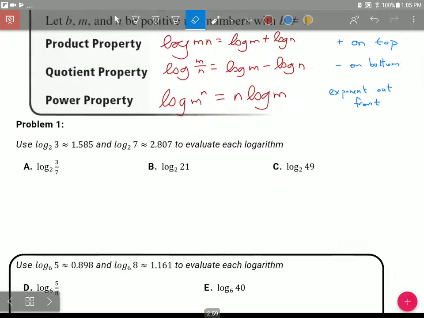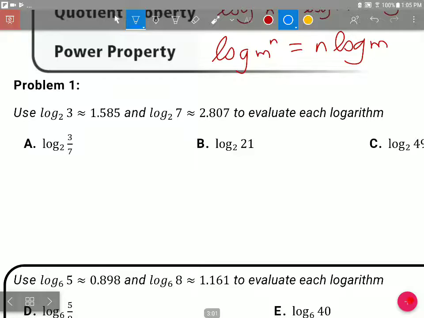So, problem 1. They want us to use these two identities to evaluate the logarithm. Okay? So here's what we're going to do. We're going to expand them and replace them with what we know. So, for example, log base 2 of 3 over 7. Well, the 3, is it positive or is it going to be negative? Positive. Why? Because it's on top. So let's write that as log base 2 of 3. What about the 7? Is that going to be positive or negative? Negative. Why? Because it's on the bottom. Exactly. Log base 2 of 7. And I'll pause. Any questions about that so far?